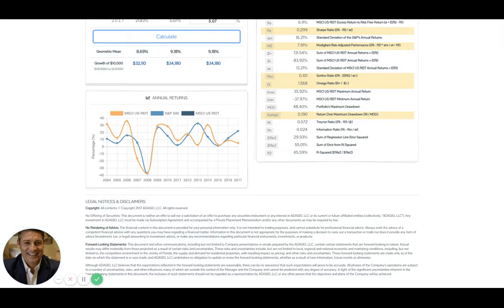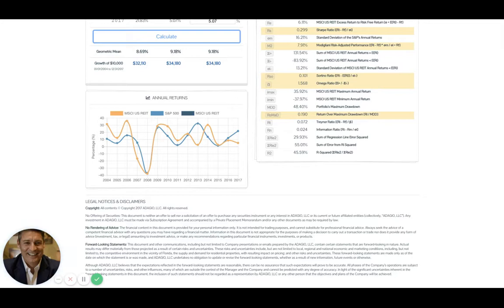0.19 is not great. Treynor ratio looks at the expected return minus the risk-free rate relative to beta, its correlation. I don't pay a lot of attention to Treynor, but there are people that do. And so here it is, 0.072%. Information ratio looks at the expected return relative to the market, or less the market, divided by the standard deviation. And there we are, 0.024. I don't pay a lot of attention to the information ratio either, but it's there for those who do.